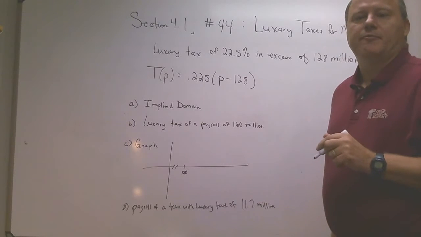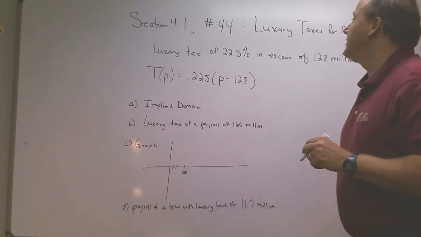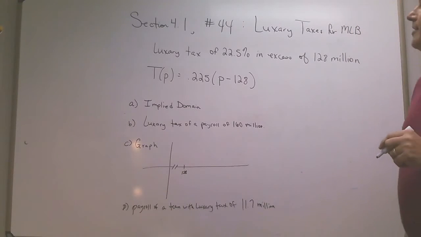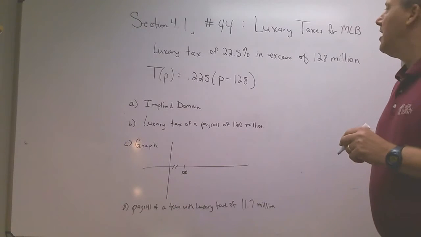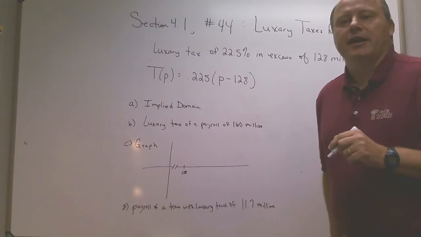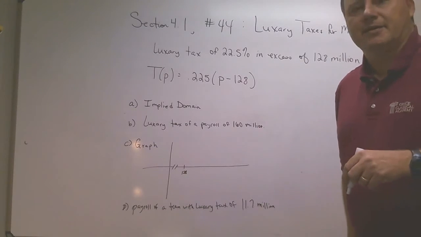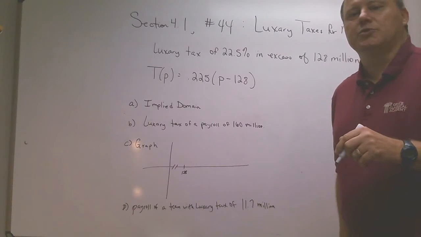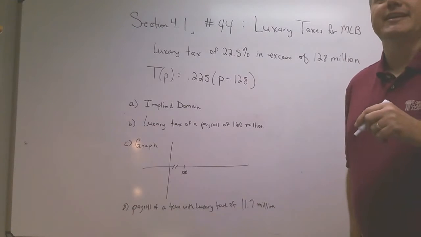We have a problem from 4.1. Problem number 44 is a luxury tax problem in Major League Baseball. In this situation, there's a luxury tax of 22.5% in excess of 128 million. So if a team has a payroll of less than 128 million, this does not apply. But once it exceeds 128, then there's a 22.5% tax on the excess.